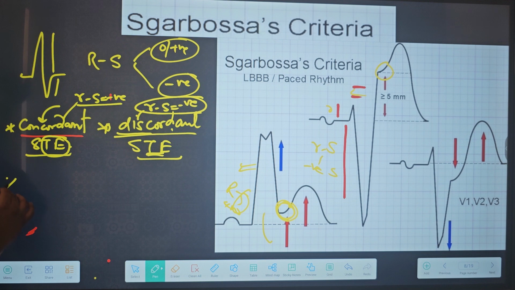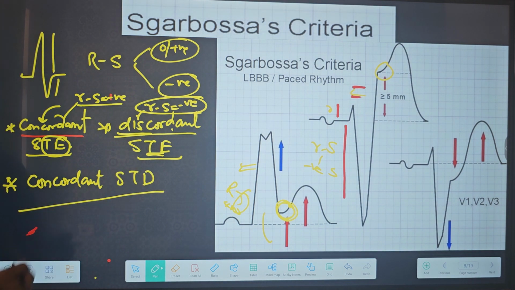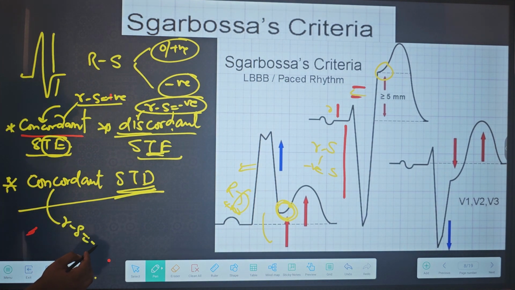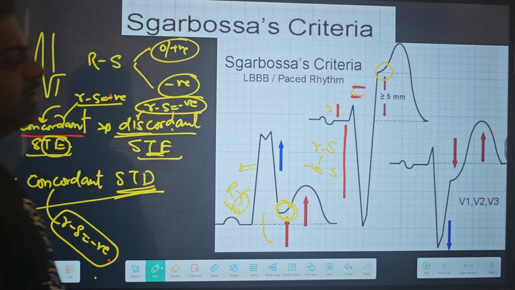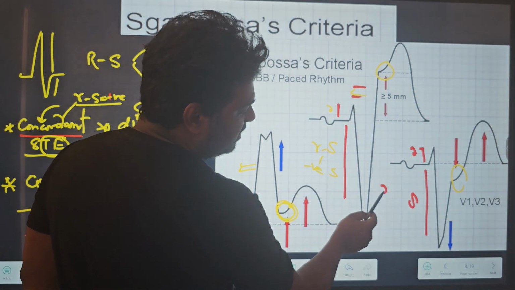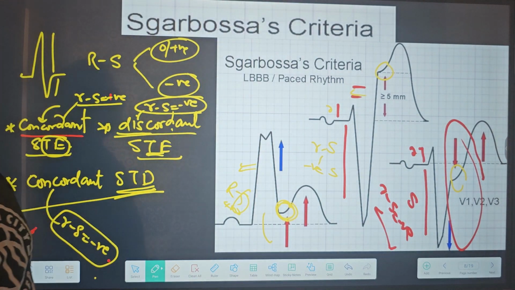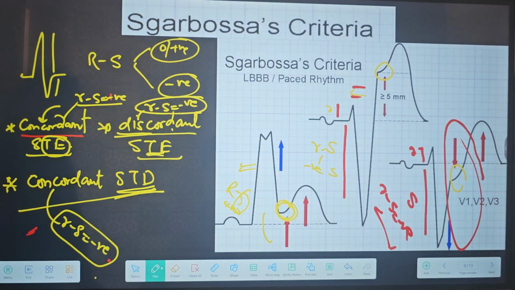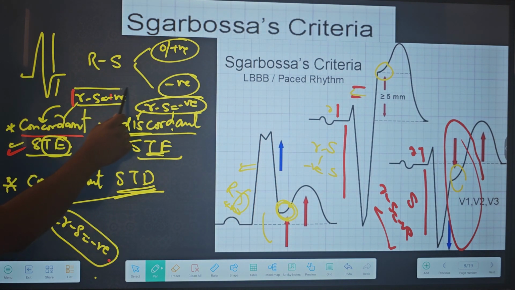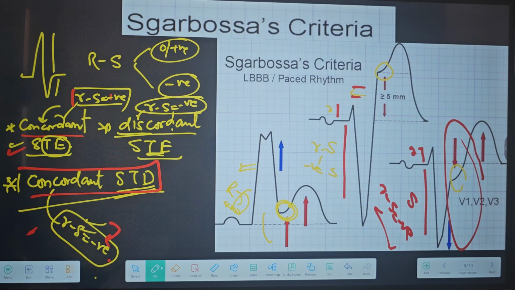Then the third term will be called concordant ST segment depression. This term is also self-explanatory, that there will be ST depression, but R minus S will be negative. See this. Here we have ST segment depression, and this is R and this is S. R minus S is negative. So we will say that this is concordant ST depression. Now see, in concordant ST segment elevation, R minus S was positive, but in cases of concordant ST segment depression, R minus S was negative. Okay.